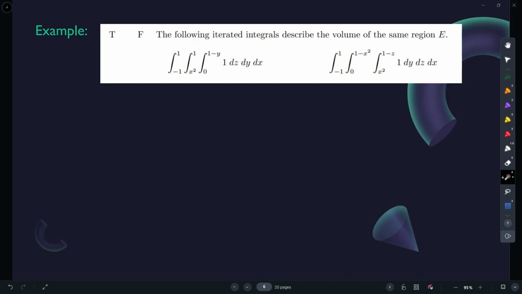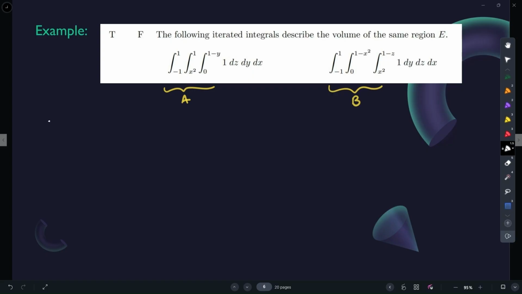In this example, they are asking me, again in a true-false way, whether the following iterated integrals describe the volume of the same region E. Both integrals are triple integrals. They're both integrating the function 1, so they are calculating the volume of whatever region these two integrals describe. So I'm going to call this region A, and this region here B, and we're going to try to figure out what regions are being described.